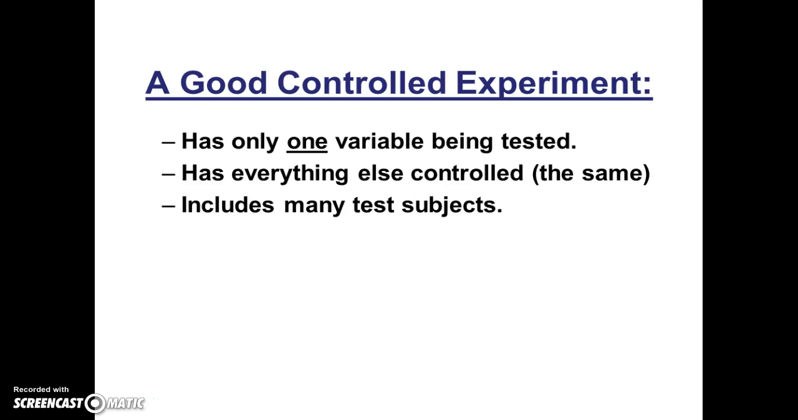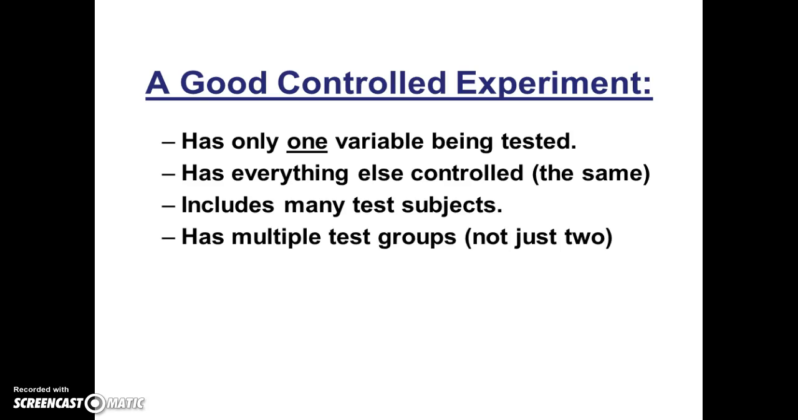It has to have many test subjects. I can't base my entire results off of just one test subject. There should be multiple test groups, not just two. For the most part, you can't have an experiment say, I want to see either this or that. There should be multiple groups to give you a range of an effect. And it has to be clearly measurable. You have to be able to actually record data, because the data that's collected from an experiment is really what gives the answers to a scientific problem.